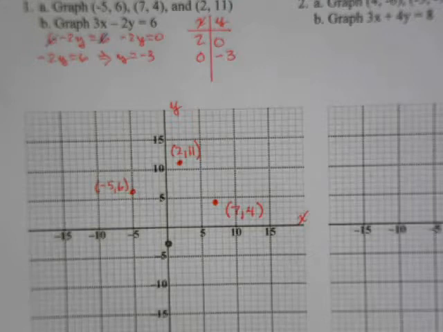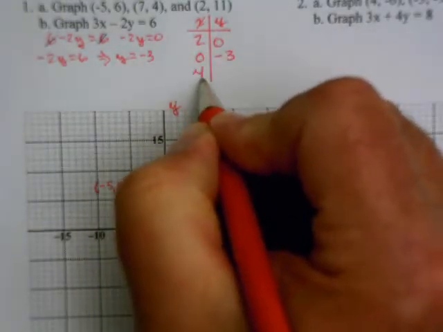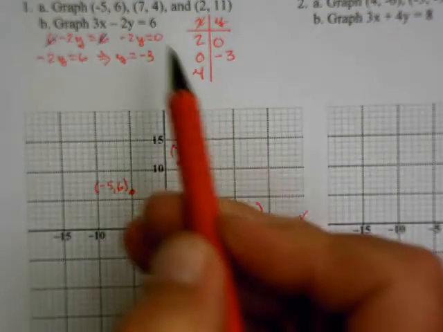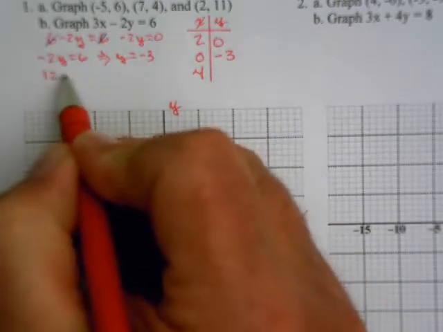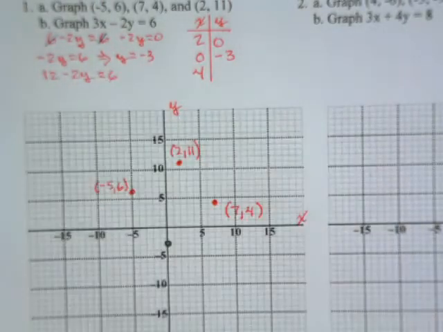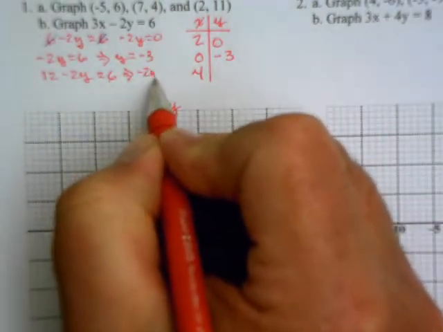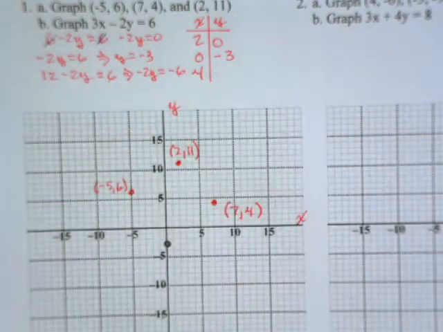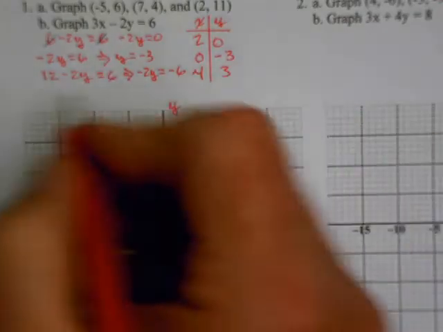All right, so let's do, at 0 and 2, let's do a 4. So x is 4, so that would give me 12 minus 2y, and the 12 was from 3 times 4, the x is 4, equals 6. Subtract 12 from both sides gives me negative 2y equals negative 6. Therefore, I'm going to get a 3. And one more. Let's make the x negative 2.